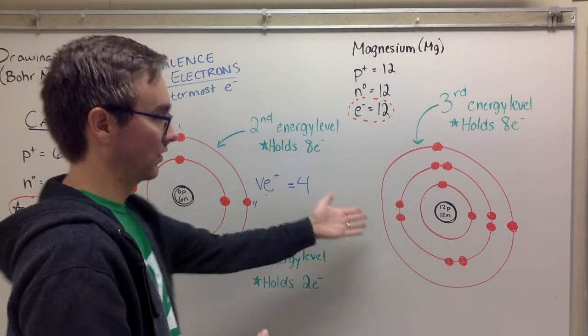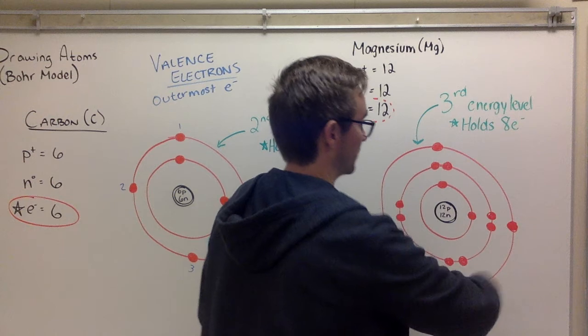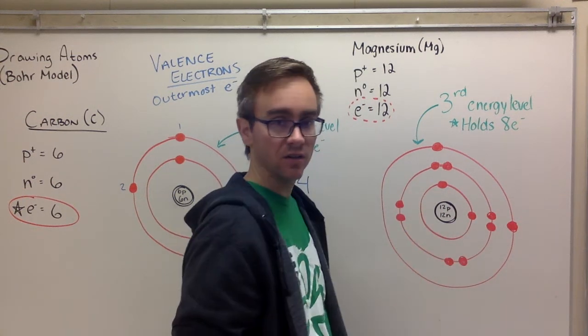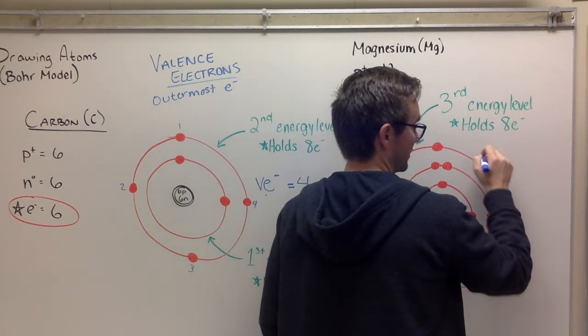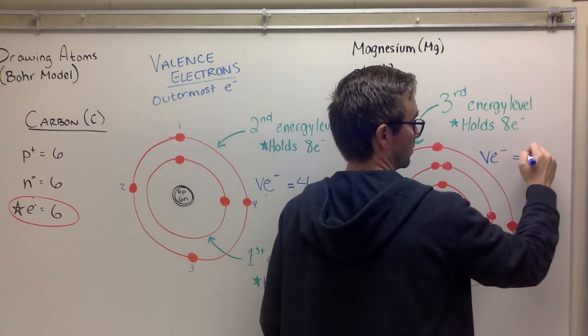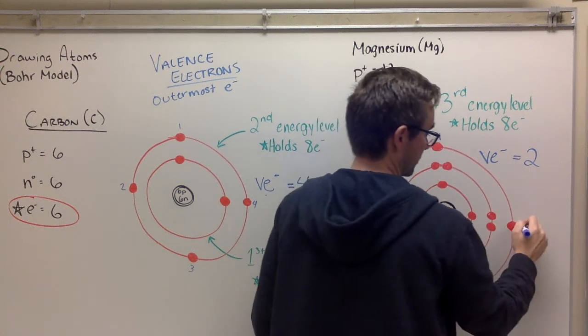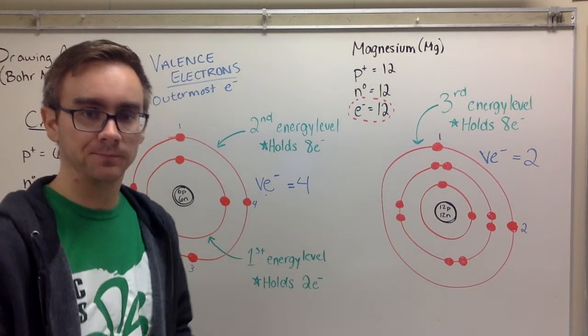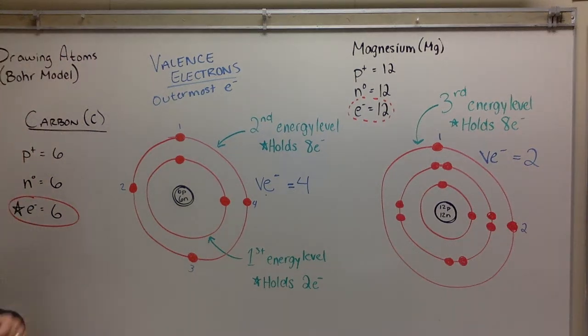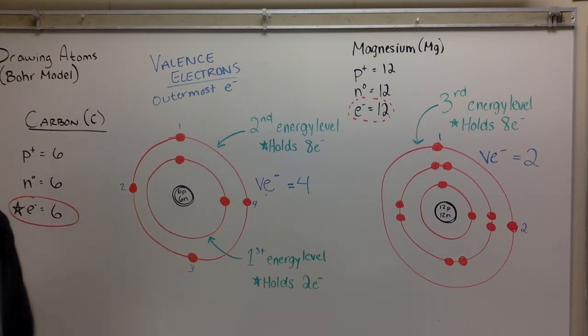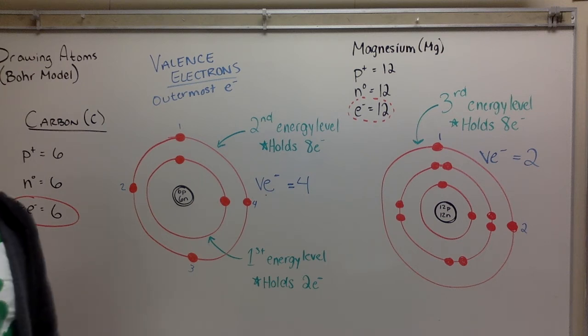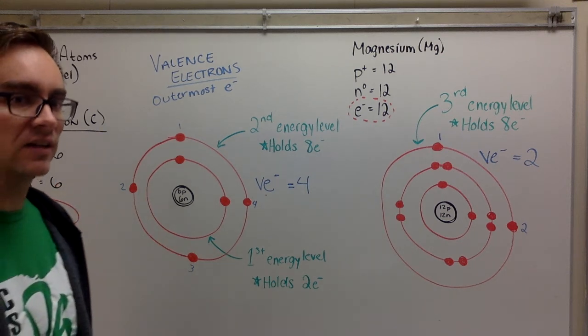All right. So I look at this one here. It's got a total of 12 electrons, 10 on the inner levels, 2 of them on the outer level. So this magnesium atom has 2 valence electrons. 1, 2. All right. So in the end, what you've got to be able to do is if I gave you an element, a neutral atom, say oxygen, can you draw it? And then can you identify the number of valence electrons, or those outermost electrons?